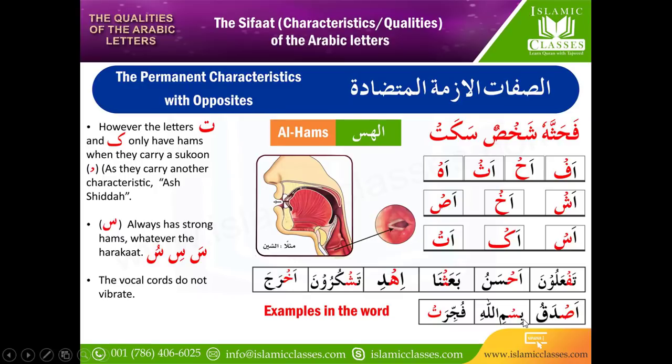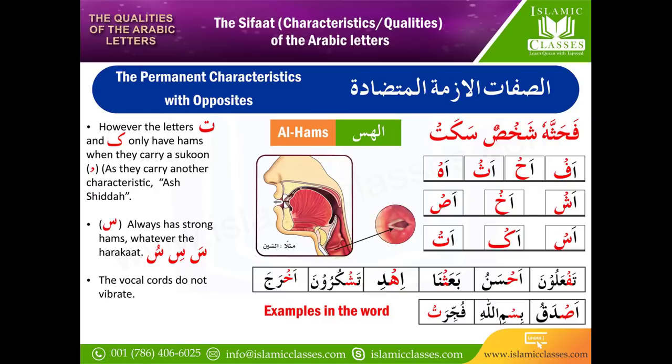Now I move to the next page. Here is another point of al-hams. However, the letters ta and kaf only have hams when they carry a sukoon, like this jazm sign, as they carry another characteristic, ashidda. Ashidda is another sifa, or characteristic. When ta and kaf have a sukoon sign, at that time we basically make the al-hams quality.